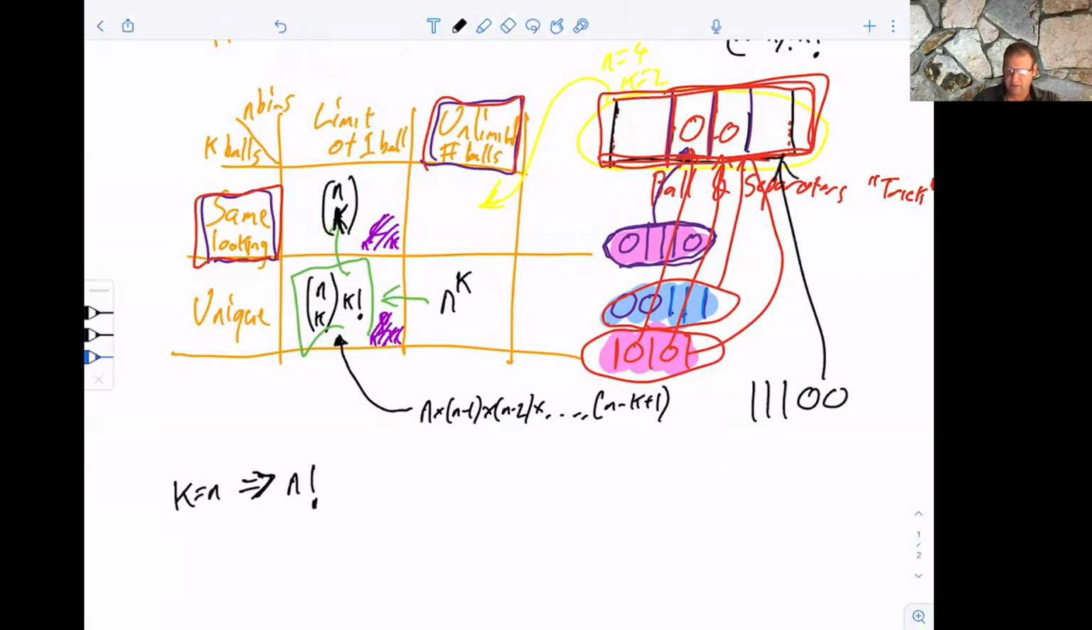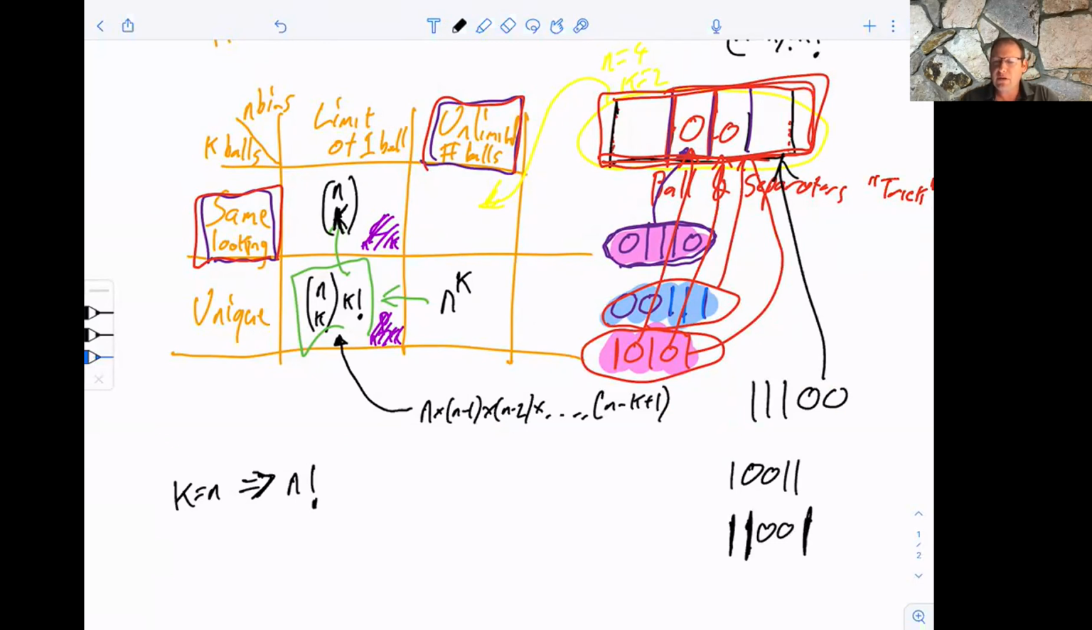The two balls are here. You can do everything in the fourth bin, exactly. You can do separator, ball, ball, separator, separator. You can do separator, separator, ball, ball, separator. These are not ones, they're separators.